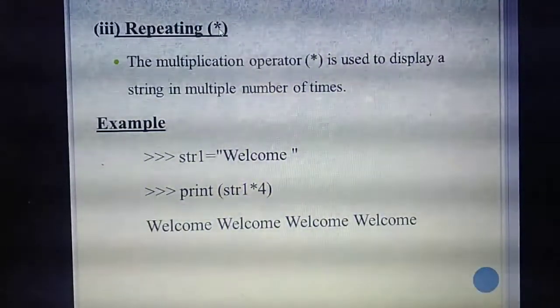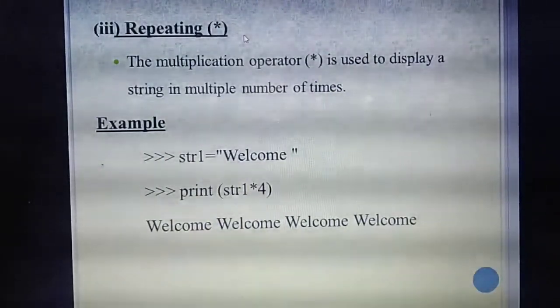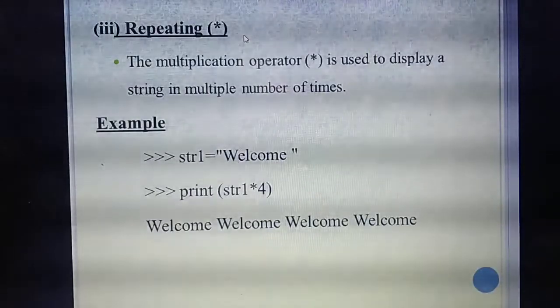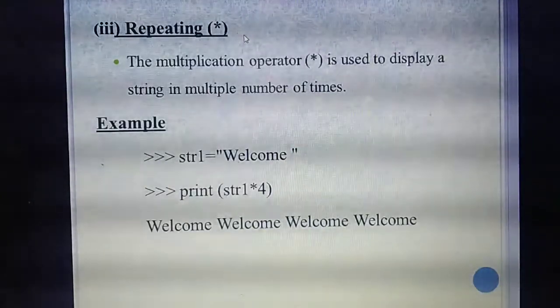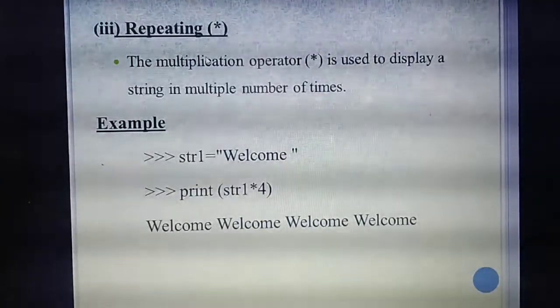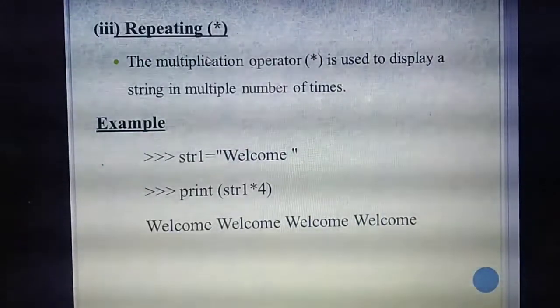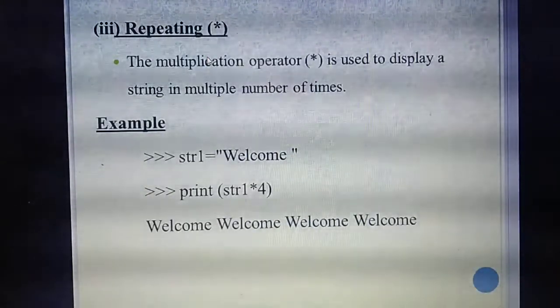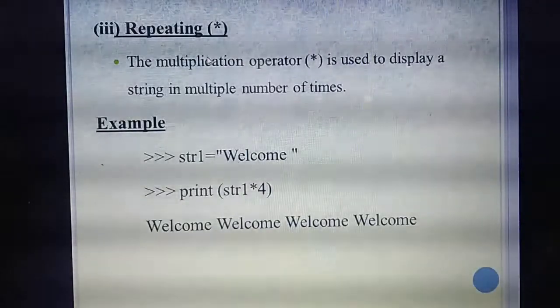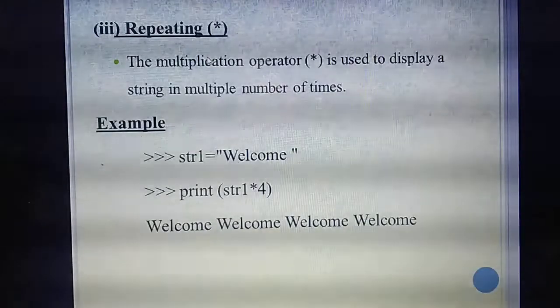Then repeating. Which symbol is used to do repeating? Star symbol. What's the meaning of star? In computer we use star to mean multiplication. What's the name of that operator? Multiplication. What's the use of this repeating? Repeating, the name itself has repeat. It will display a particular string a number of times. So it is used to display particular words or particular strings more number of times.